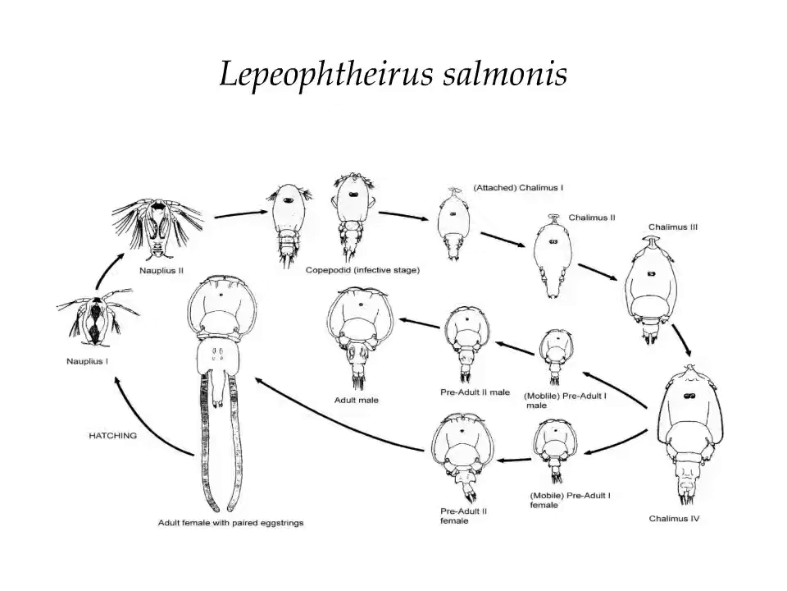Upon finding a suitable host, they latch onto the skin, at which point they enter the chalimus stage. This stage is non-motile, as they're firmly adhered to the skin via modified mouthparts. After a series of molts in the chalimus stage, they change into pre-adults, which are motile. At this stage, they're able to move around the fish or jump onto other fish. As they mature into adults, they mate, at which point the female will develop a pair of egg sacs. The eggs are then shed into the environment, thereby completing the life cycle.